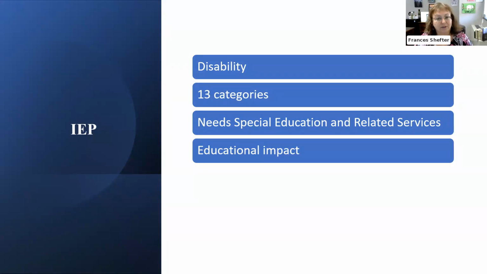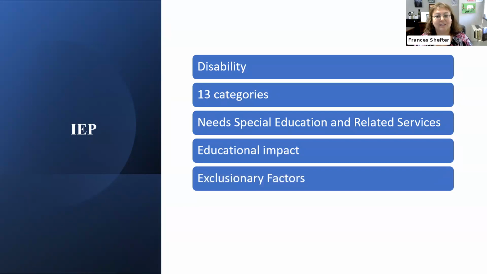There are some exclusionary factors, which are lack of instruction in reading, lack of instruction in math, and ESOL. So those can't be the reason a child is found eligible for special education. So it's basically if a child hasn't gone to school for the first 6 years of their life because they were somewhere that they didn't have schooling, then they haven't been instructed. So the fact that they're below level is because of the lack of instruction.